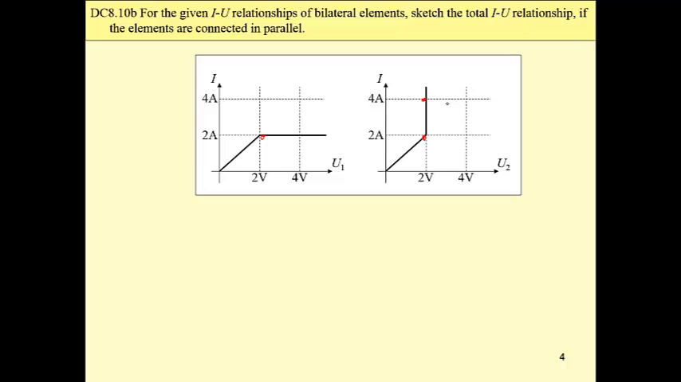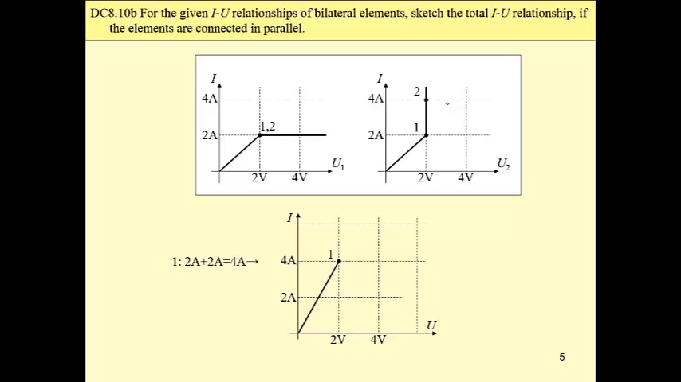So at voltage at 2 volt at this point, which is designated by 1, we have to add 2 amps plus 2 amps, which gives 4. Now at point number 2 we have to add 4 amps and 2 amps from the first element, which will give a 6 amp. As presented here, then below we have the total I-U relationship for these two elements connected in parallel.